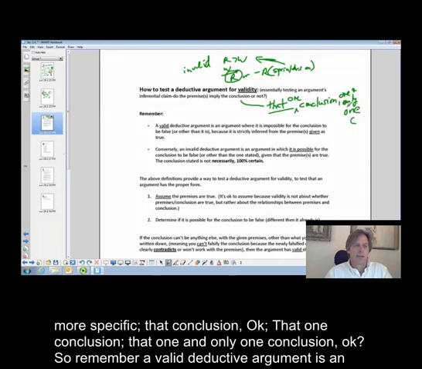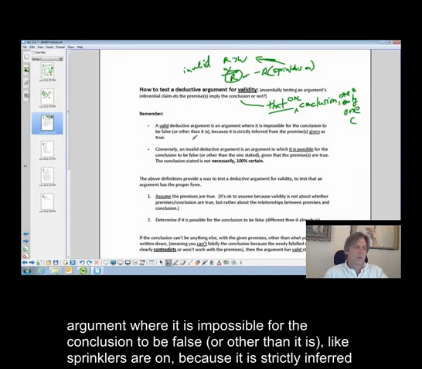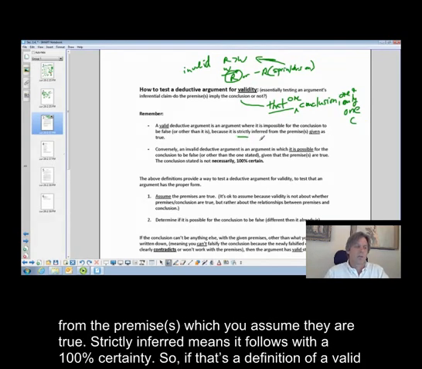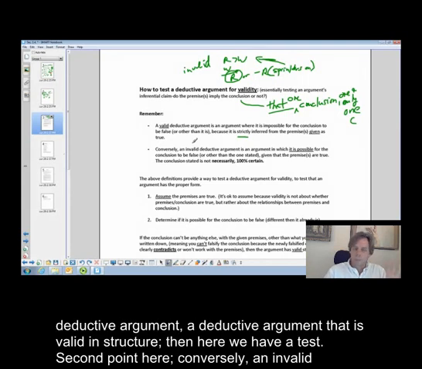All right, so remember, a valid deductive argument is an argument where it is impossible for the conclusion to be false or other than it is, like sprinklers are on, because it is strictly inferred from the premises, which you assume are true. Strictly inferred means it follows with 100% certainty. So if that's the definition of a valid deductive argument, a deductive argument that's valid in structure, then here we have a test.